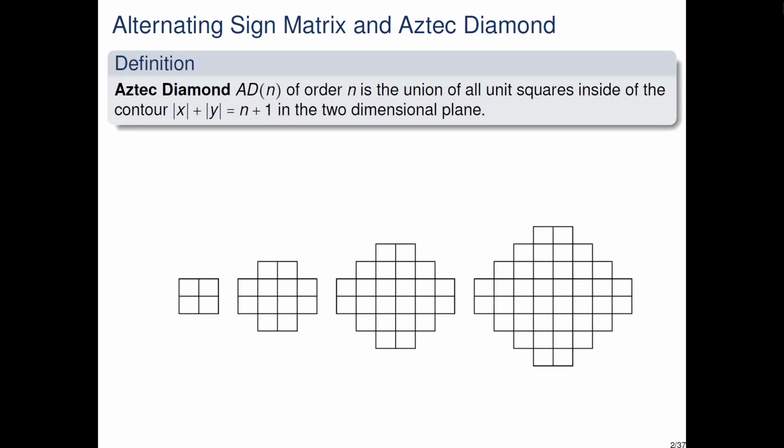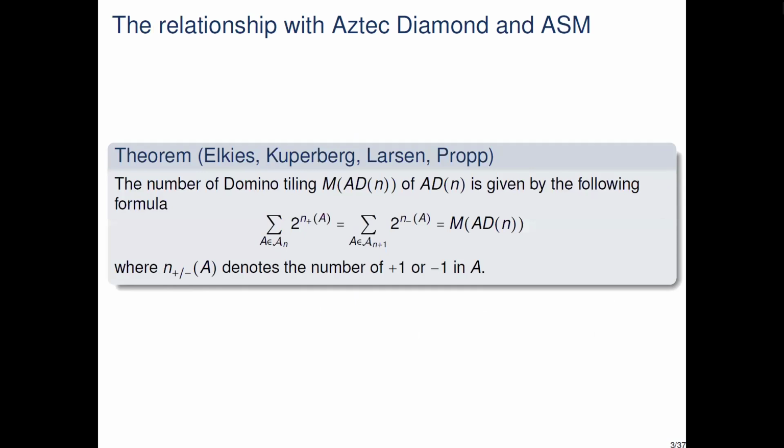One of the very beautiful relationships between the Aztec diamond and the ASM is given by Elkies, Kuperberg, Larsen, and Propp. What they essentially proved is that the number of domino tilings of AD of n is exactly given by 2 to the power n plus of A, where you are summing over all n by n alternating sign matrices. It is also the same as 2 to the power n minus of A, where you are summing over n plus 1 cross n plus 1 ASMs, where n plus or n minus denotes the number of plus 1 or minus 1 in the matrix A.